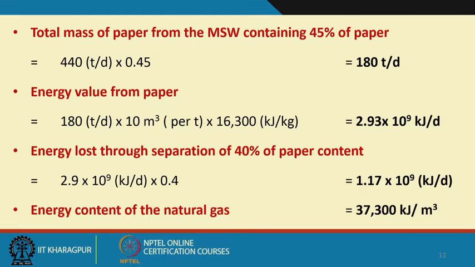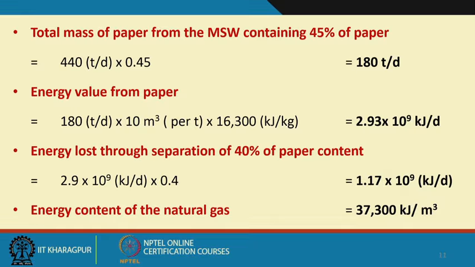Next, the energy loss through separation of 40% of the content. Since we are segregating the paper, we have to remove that energy loss. So, it is 2.93 into 10 to the power of 9 kilojoule per day into 0.4, which is coming to 1.17 into 10 to the power of 9 kilojoule per day. In the assignments, most of the students have solved with the full length calculation, where the value is coming as 1.17346. So, we request all the students to take 2 decimal precision. So, it is 1.17 into 10 to the power of 9 or 2.93 for the calculations.